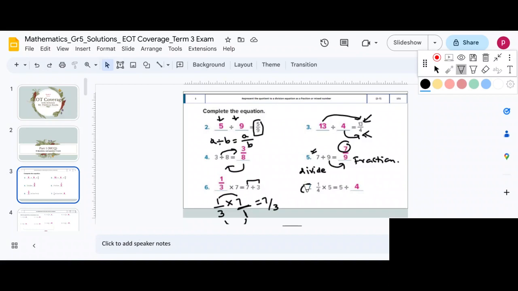Now question number 7 is in the same way. 1/4 multiplied by 5. Now 5 is 5 upon 1. 1 multiplied by 5 is 5 and 4 multiplied by 1 is 4. So 5 by 4, which is 5 divided by 4.